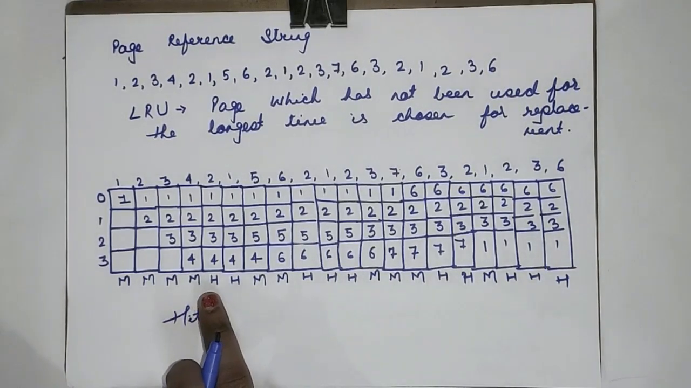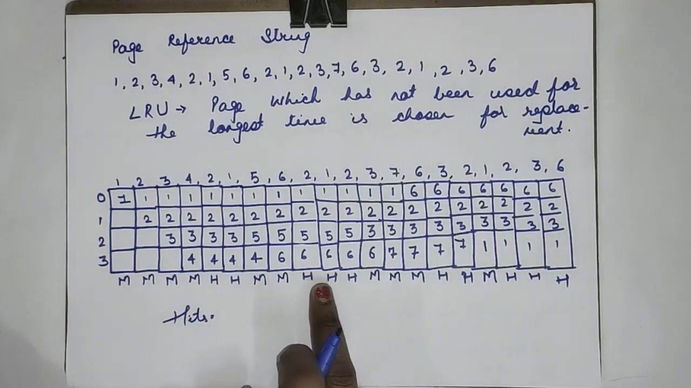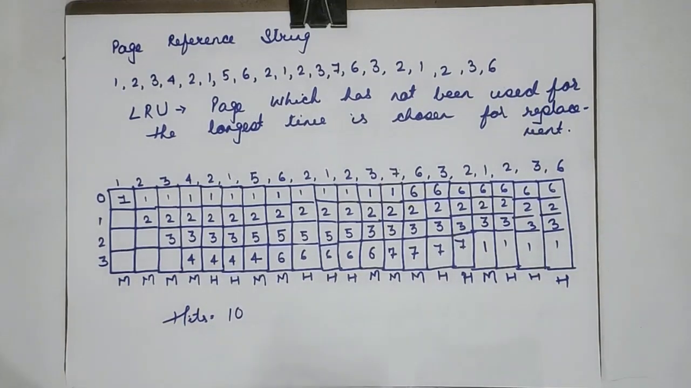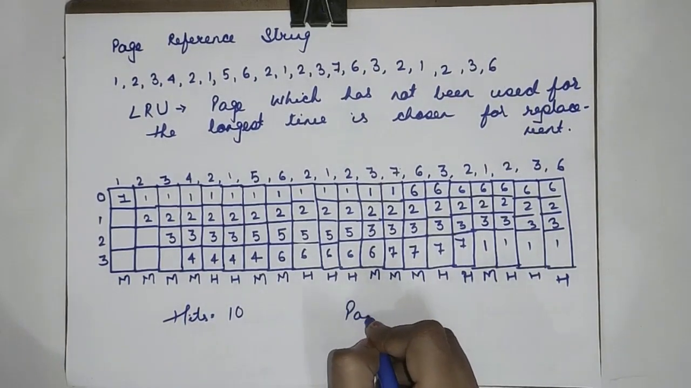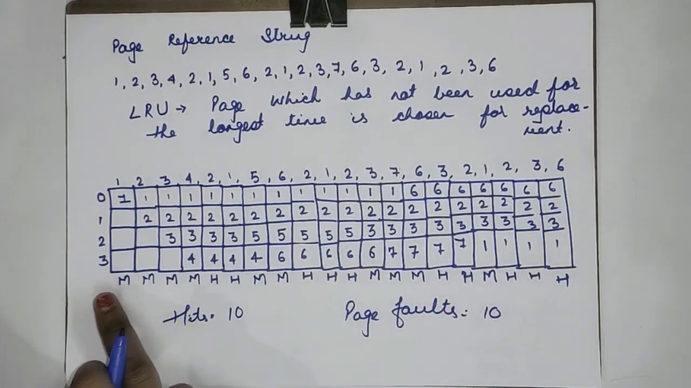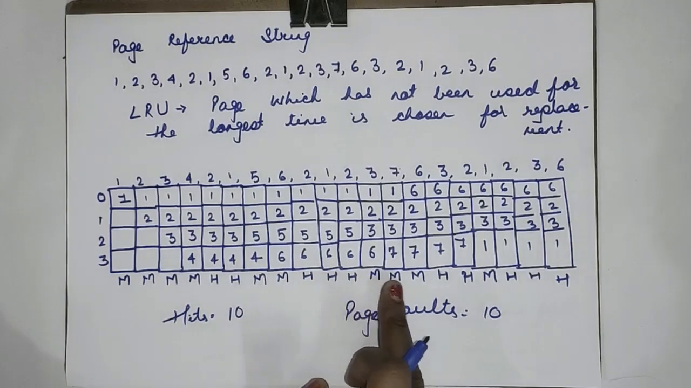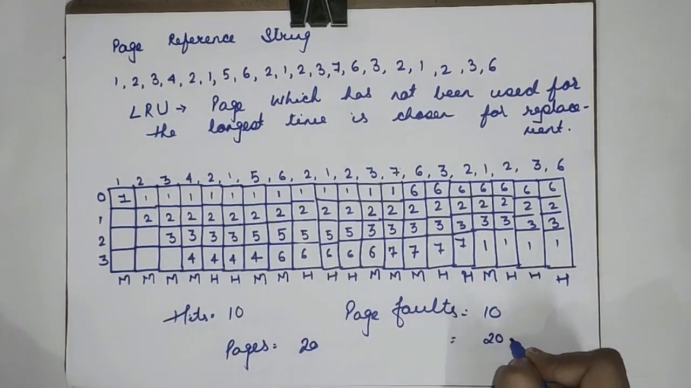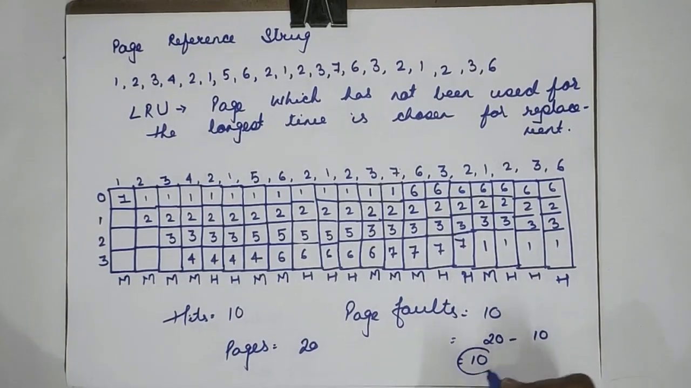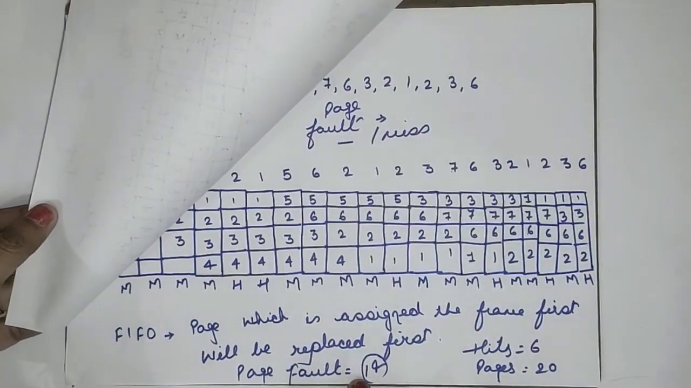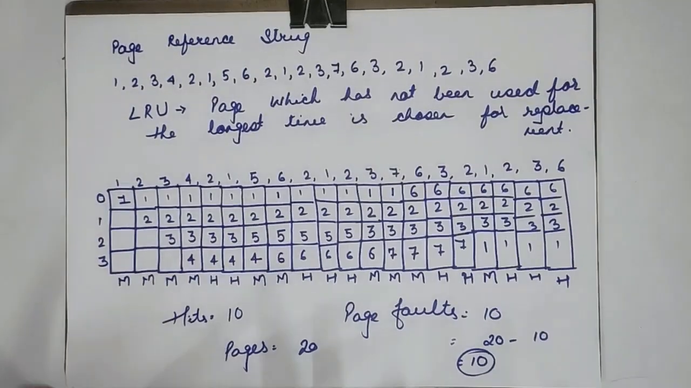Now you need to calculate the number of page hits. So how many hits did you get? 1, 2, 3, 4, 5, 6, 7, 8, 9, 10. So you got the number of hits to be 10, and the total number of pages was 20. So the number of page faults which you got is 10. You can count 1, 2, 3, 4, 5, 6, 7, 8, 9 and 10, or you can even get it by the number of pages, which is 20. So page faults is 20 minus the number of page hits 10, which is 10. So the number of page faults which you got by LRU is 10, and the number of page faults which you got by FIFO is 14.